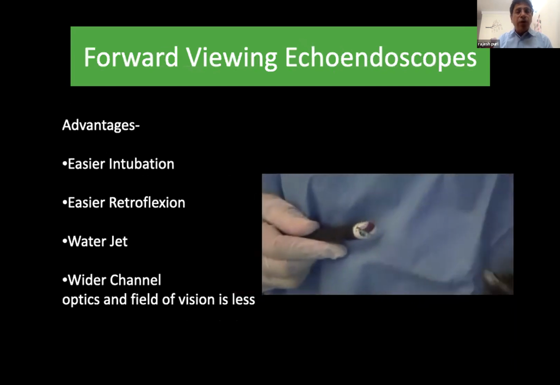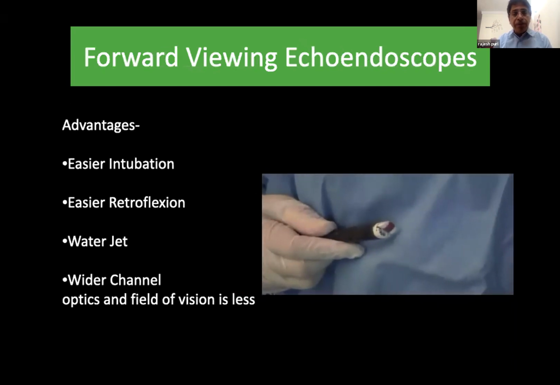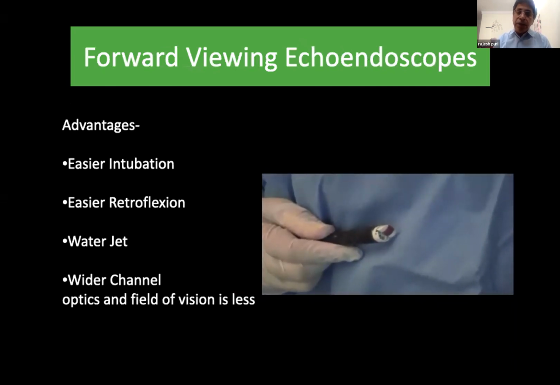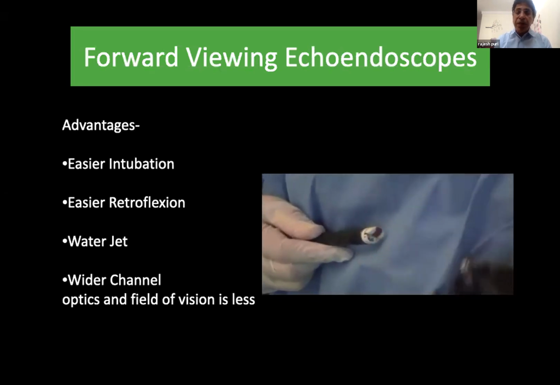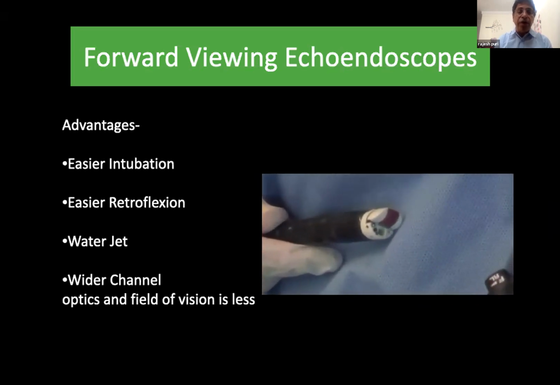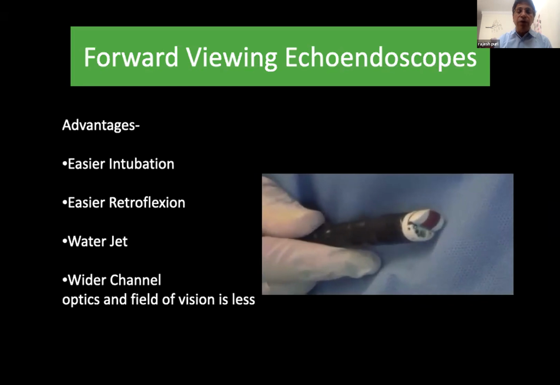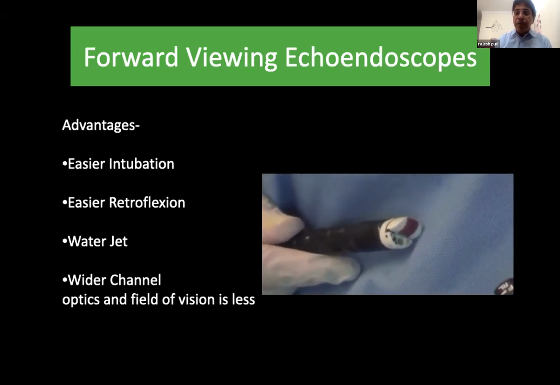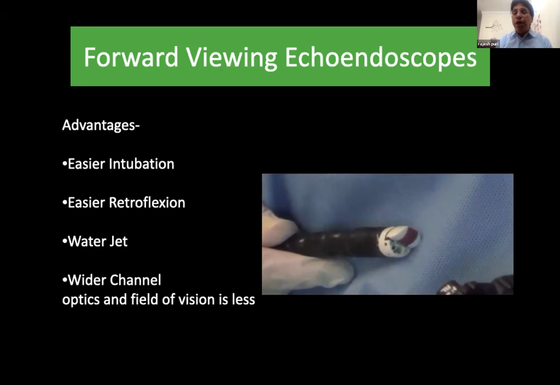Now, the forward-viewing echo endoscope has an advantage. It is easier to intubate and easier to retroflex in comparison to the linear echo endoscope. It has water jet facilities and a wider channel, and the optics, the field of vision, is less, but there are certain subgroups of patients where I think the forward-viewing echo endoscope is very useful for obliteration of the esophageal varices.